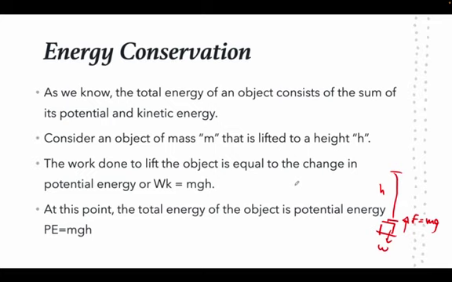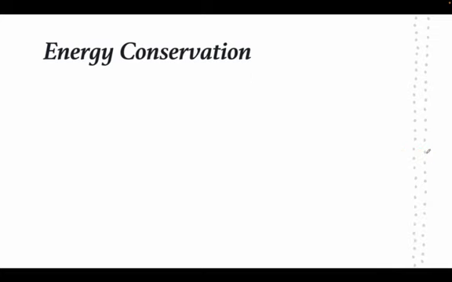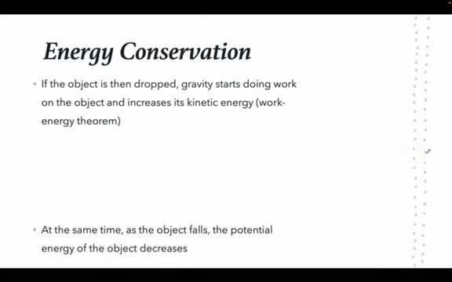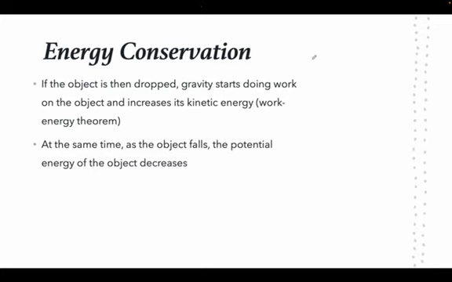So at this point, when the object is here, the total energy is equal to potential energy. But let's say that we drop the object. So the object was here at a height h, right? And we drop the object. So the instant the object is dropped, the total energy is still potential.